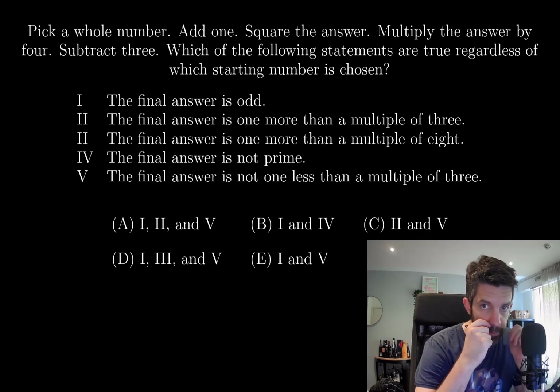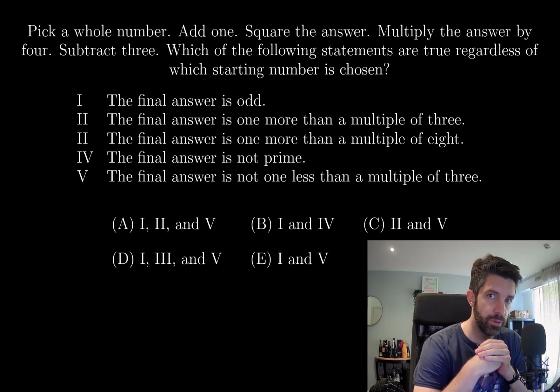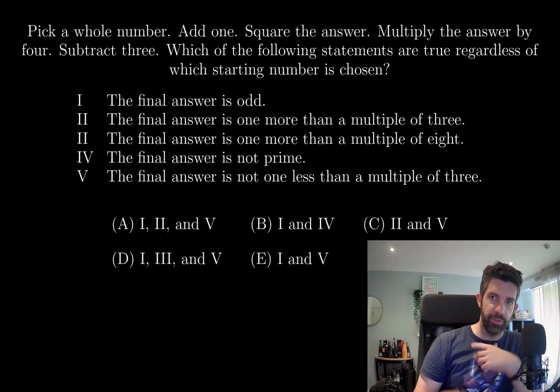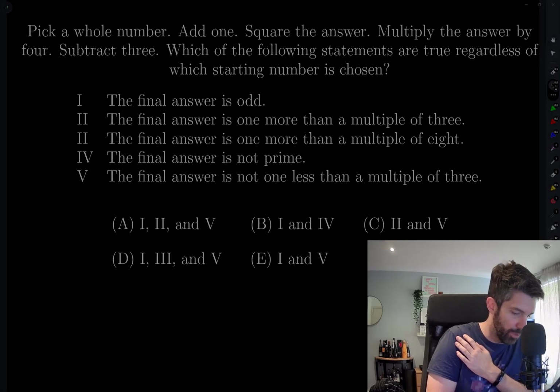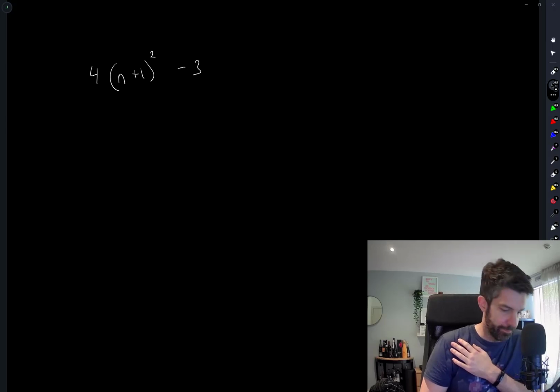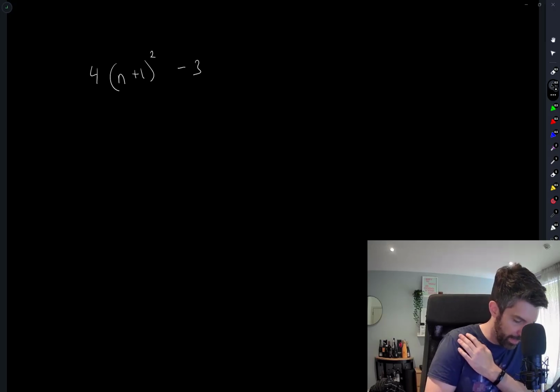So what I'm thinking of doing here is to just go through these operations for a general value. I'll let n represent a number. I'll do all these operations and then see which of the options are true regardless of the value of n. So we start with a number n, add 1, square it, multiply the answer by 4, and subtract 3. So maybe I should expand this.